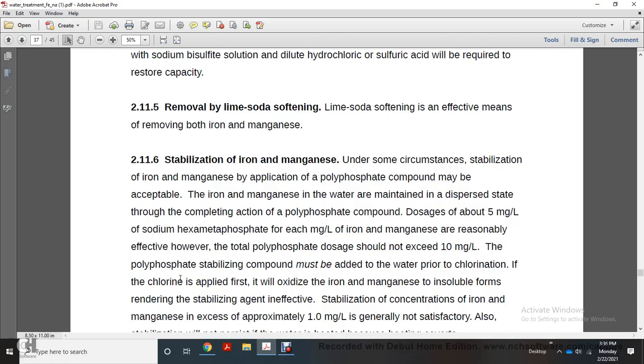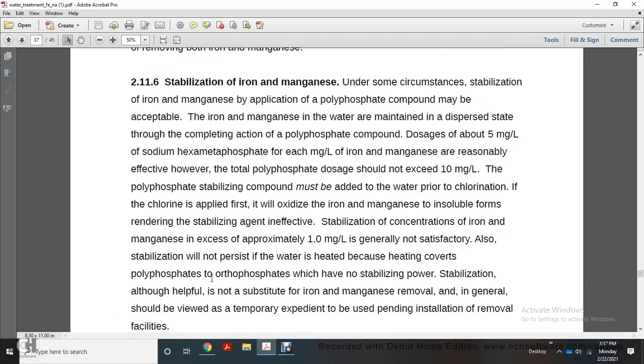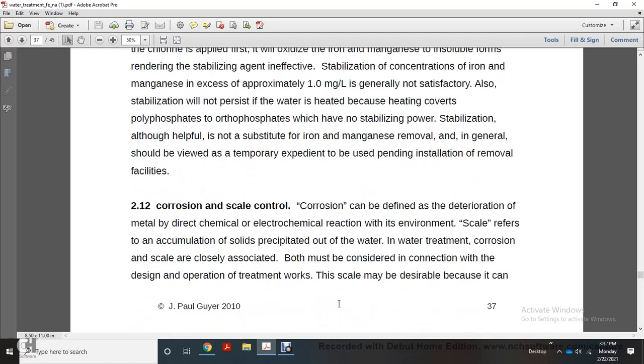If the chlorine is applied first, it oxidizes iron and manganese to insoluble forms, rendering the stabilization agent ineffective. Stabilization with a concentration of iron and manganese in excess of approximately 1 milligram per liter is generally not satisfactory. Also, stabilization does not persist if the water is heated, because heating converts the polyphosphate to orthophosphates, which have no stabilizing power. Stabilization is helpful but not suitable for iron and manganese removal. Manganese removal in general should be viewed as a temporary expedient, to be used pending installation of removal facilities.